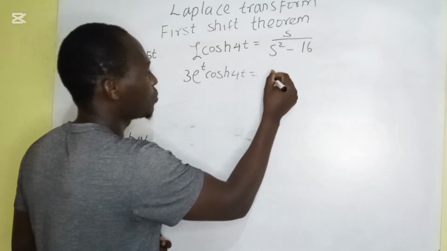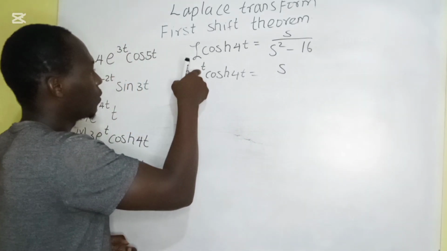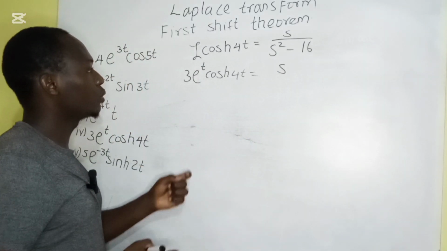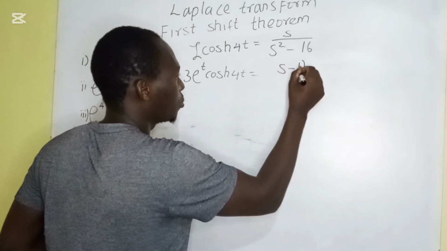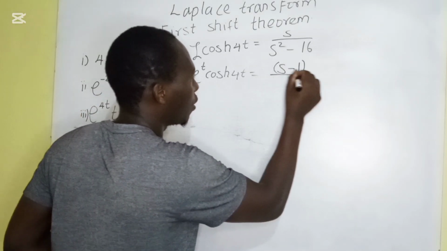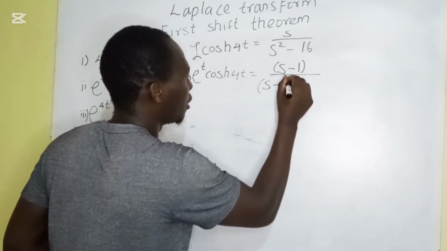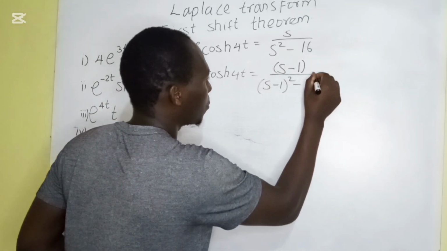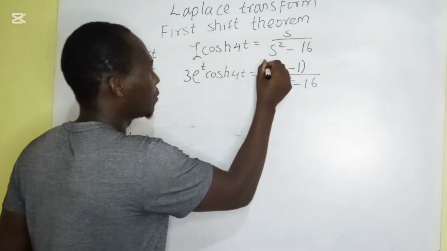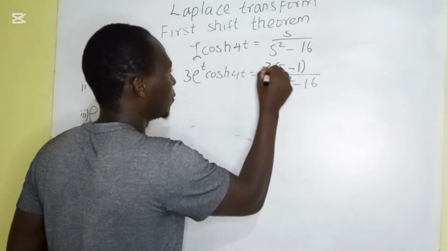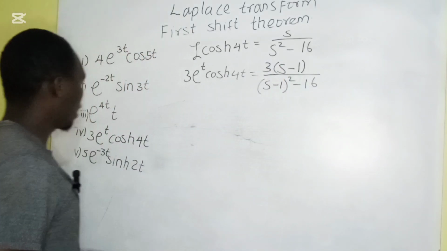To the term of s, we do our shifting, to mean we are going to have s. The coefficient of t is equals to a positive of 1. Here we say that it is now going to be a negative of 1 all over s. We subtract 1. Everything squared, we come and subtract 16. We multiply by 3 on the numerator. And this is now going to be our answer.